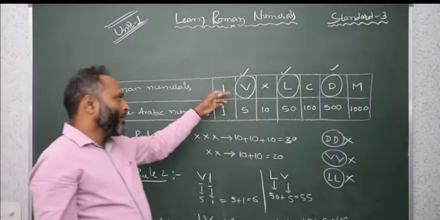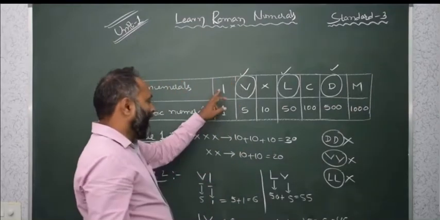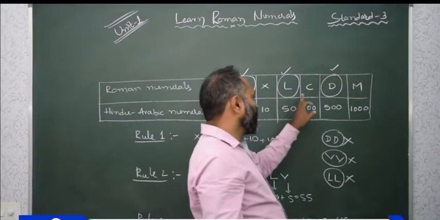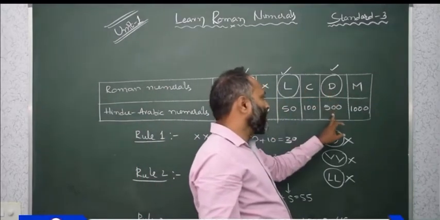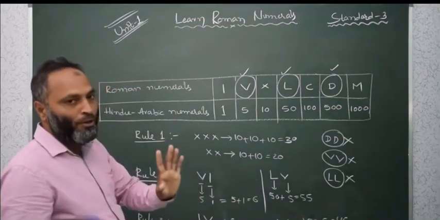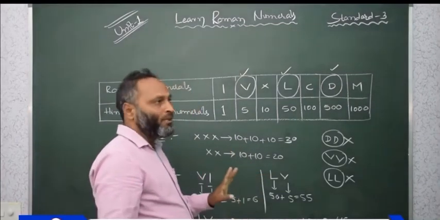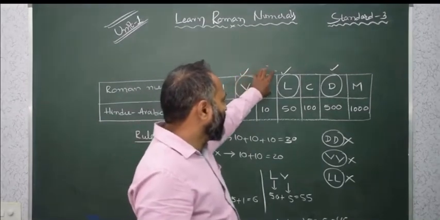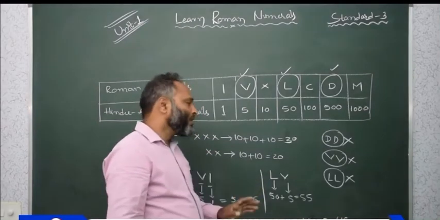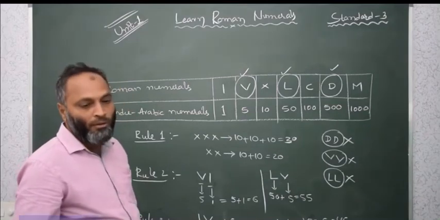First, the Roman numerals: I, V, X, L, C, D, M. I means 1, V means 5, X means 10, L means 50, C means 100, D means 500, M means 1000. We have 7 Roman numerals, and using these 7 Roman numerals we represent all numbers. In these, 5, 50 and 500 never repeat. So rule 1, rule 2 and rule 3 we discussed, and one more rule is there, the fourth rule.